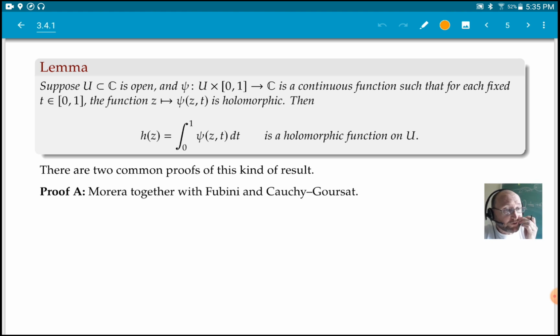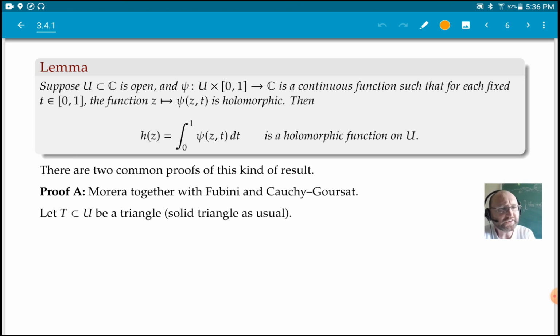And so with Morera, we're using Fubini. To prove a result like this, you have to switch the order of some limits. So in this case, the order that we're switching is we're switching two integrals. So Fubini is the thing that we're using here.